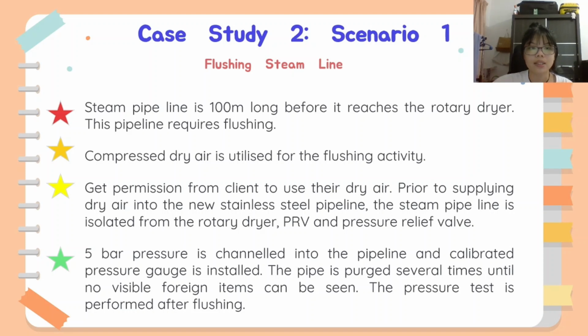In our case, the steam pipeline is 100 meters long before it reaches the rotary dryer, and this pipeline requires flushing. So the compressed dry air is utilized for flushing activity, and we need to get the permission from the client to use their dry air.